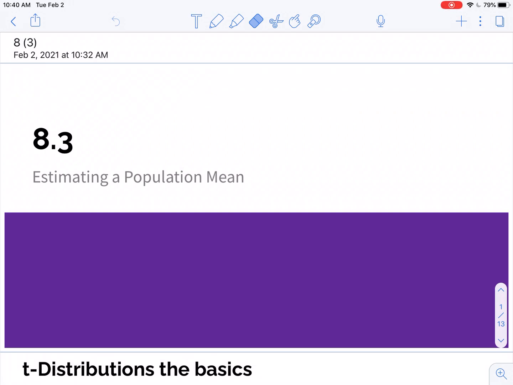These are the 8.3 notes, and we're going to be looking at estimating a population mean. So again, we've been building this since chapter 6 really, but more so with the population mean from chapter 7.